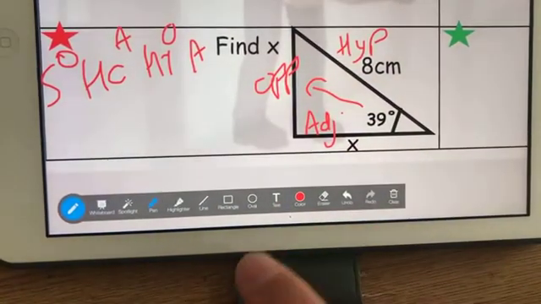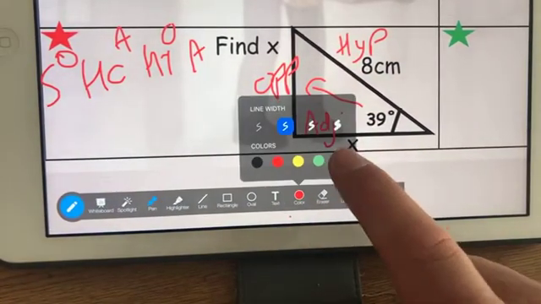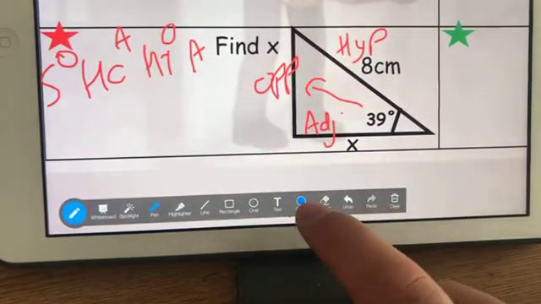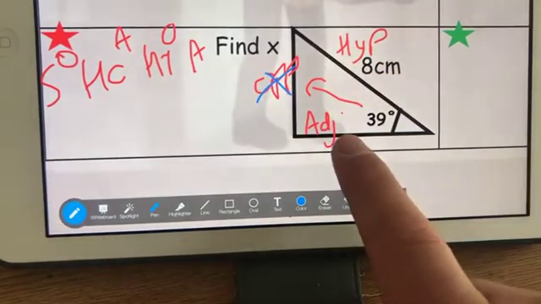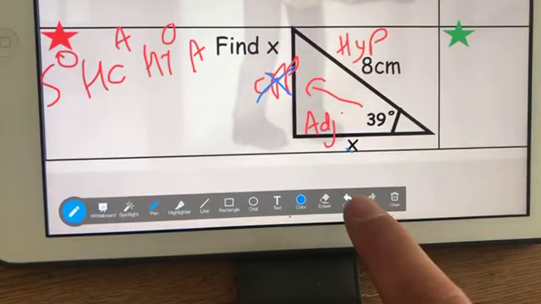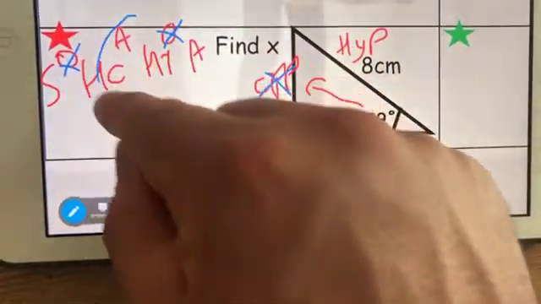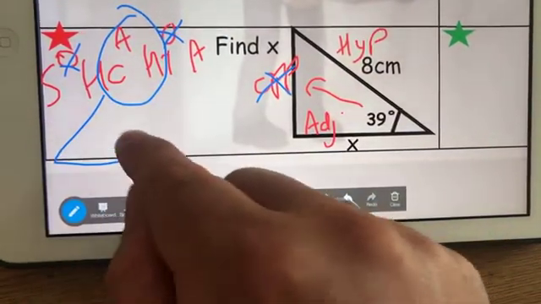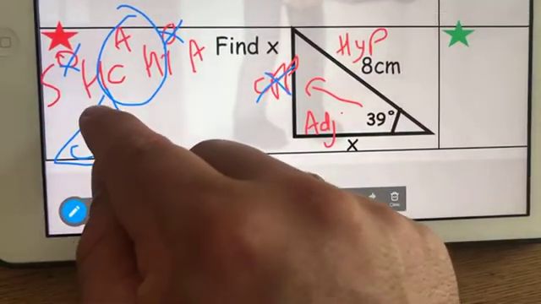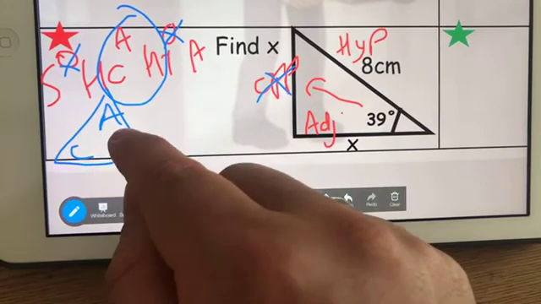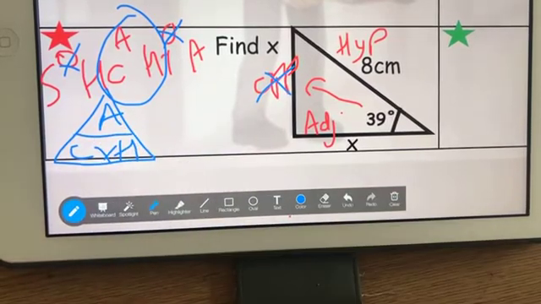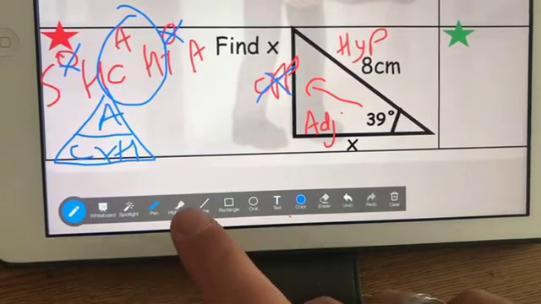Looking at these, I don't need the opposite, because opposite hasn't got anything on it. Adjacent has got x, we've got to find x, so that's really important. And hypotenuse has got the number 8, so I'm going to use that. So I'm going to cross off opposite. And I'm going to be using CAH. Cos in the bottom left, A on the top, H in the bottom right. Times in the middle.